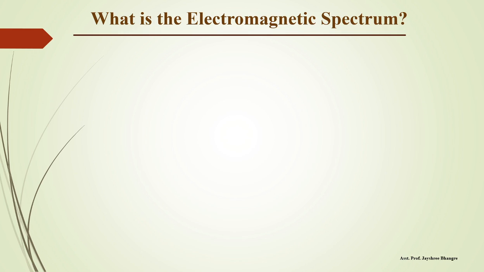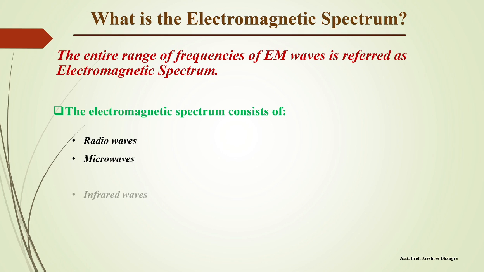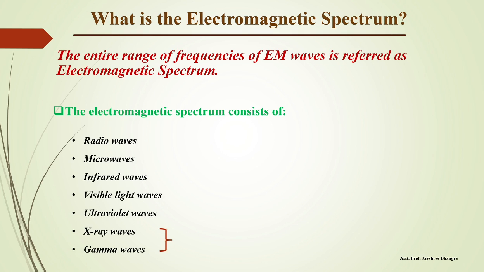So what is the electromagnetic spectrum? The entire range of frequencies of EM waves is referred to as the electromagnetic spectrum, and it consists of radio waves, microwaves, infrared waves, visible light waves, ultraviolet waves, X-rays, and gamma rays. These X-rays and gamma rays are not used in the communication system.